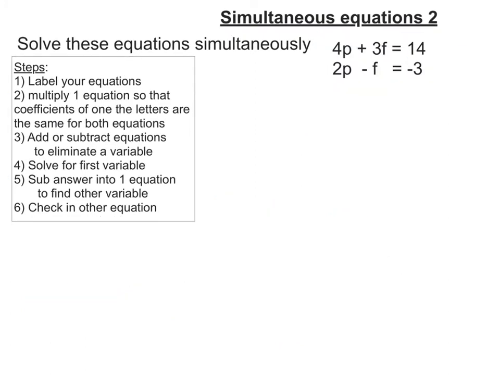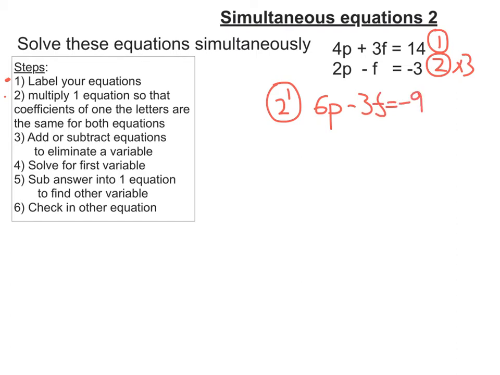So let's do a second example here. So we've got equation 1 and equation 2. Now, we've labelled them. So multiply one equation so the coefficients of one of the letters are the same for both equations. So I've got here a 3f and negative f. So let's multiply the second one by 3. So if I call this 2 dash, we'd have 6p minus 3f is equal to negative 9. Let's write 1 underneath that, so 4p plus 3f is equal to 14.